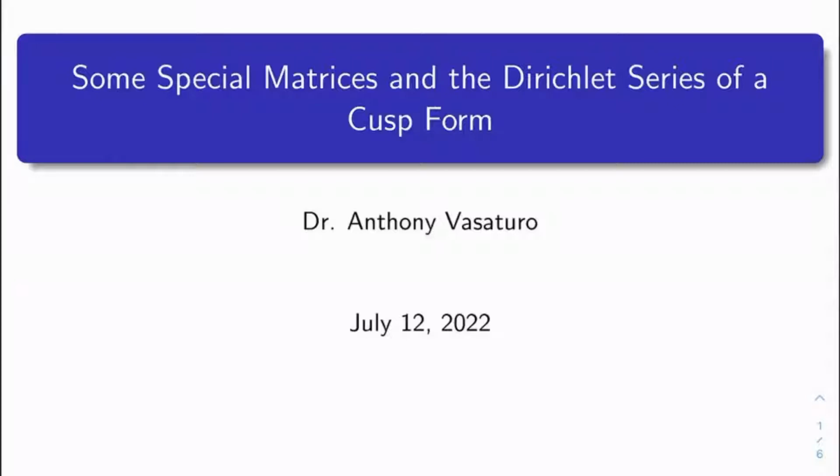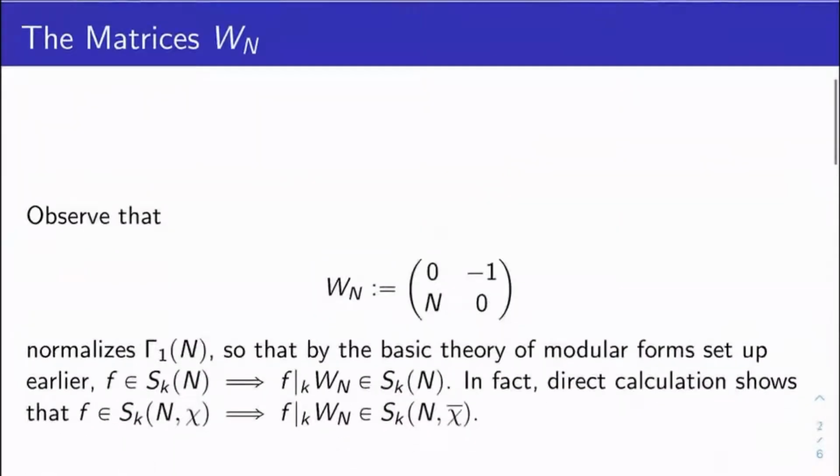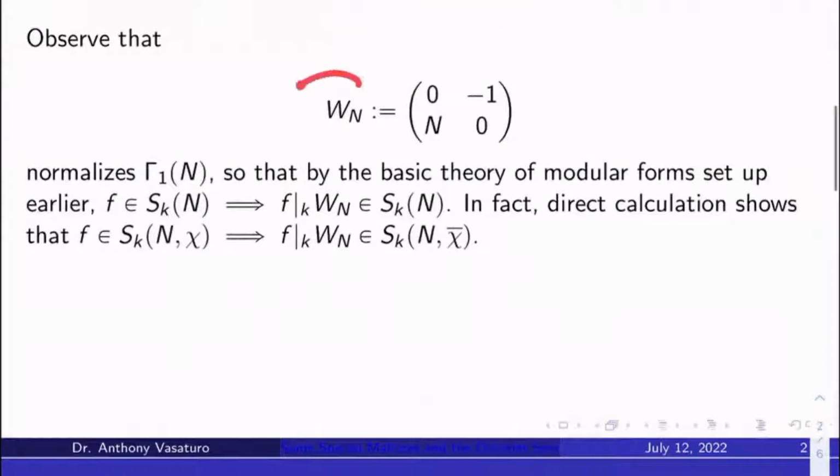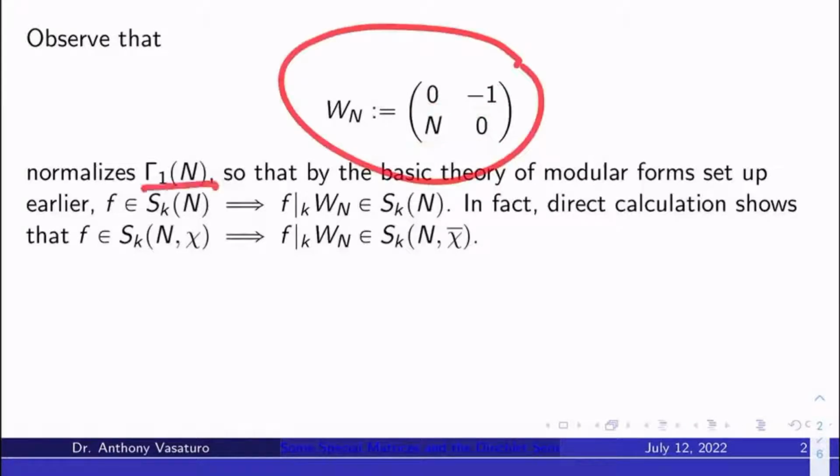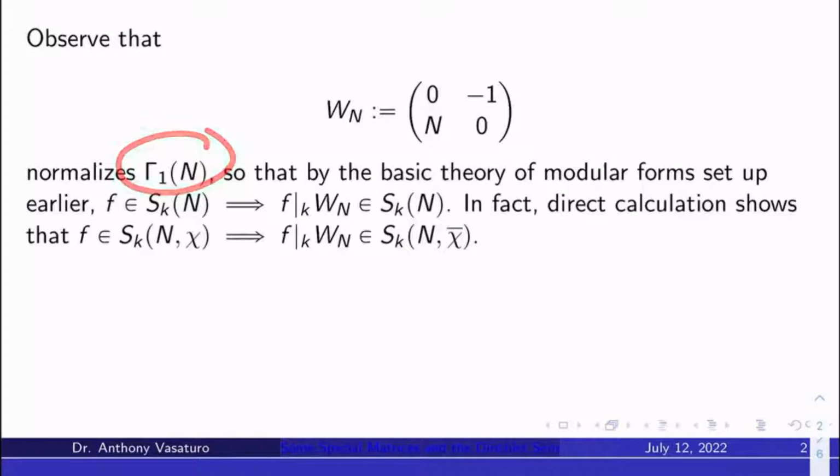Welcome back, everybody. Today is going to be a quick video on certain special negative inversion scaling matrices and Dirichlet series of cusp forms. So we're going to consider these matrices W sub n, which have entries 0, -1, n, and 0. Now, these matrices normalize gamma sub 1 of n, in the sense that if you conjugate gamma sub 1 of n by W sub n, you end up back in gamma sub 1 of n.